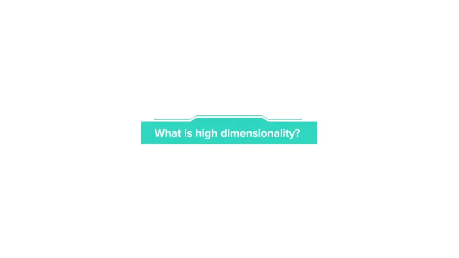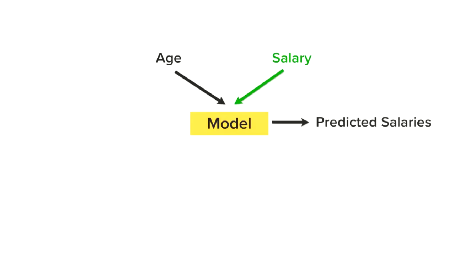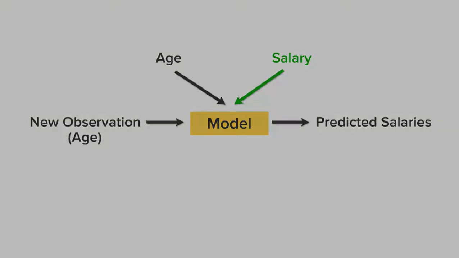Now you may ask, what is high dimensionality? Let's try to understand it with the help of a small problem. Let's say we have a problem where you want to predict the salary of employees of a company. We have a variable named age, using which you want to predict the salary of employees. Now you can train a model, let's say a linear regression model. Once the model is trained, we can predict the salaries for new observations.